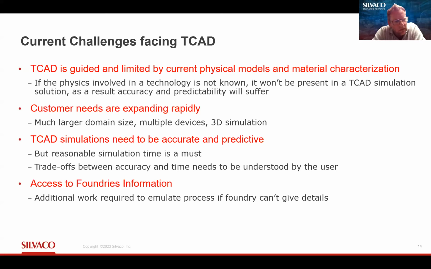Today, or let's say in the last few years, we are also seeing questions or requests from the community to simulate much larger domain sizes, multiple devices, and of course 3D simulation. The challenge is always the same. At the end of the day, this is always trying to get predictive with a reasonable turnaround time, and usually what we are trying to do is to run simulations in a few hours and definitely not days.